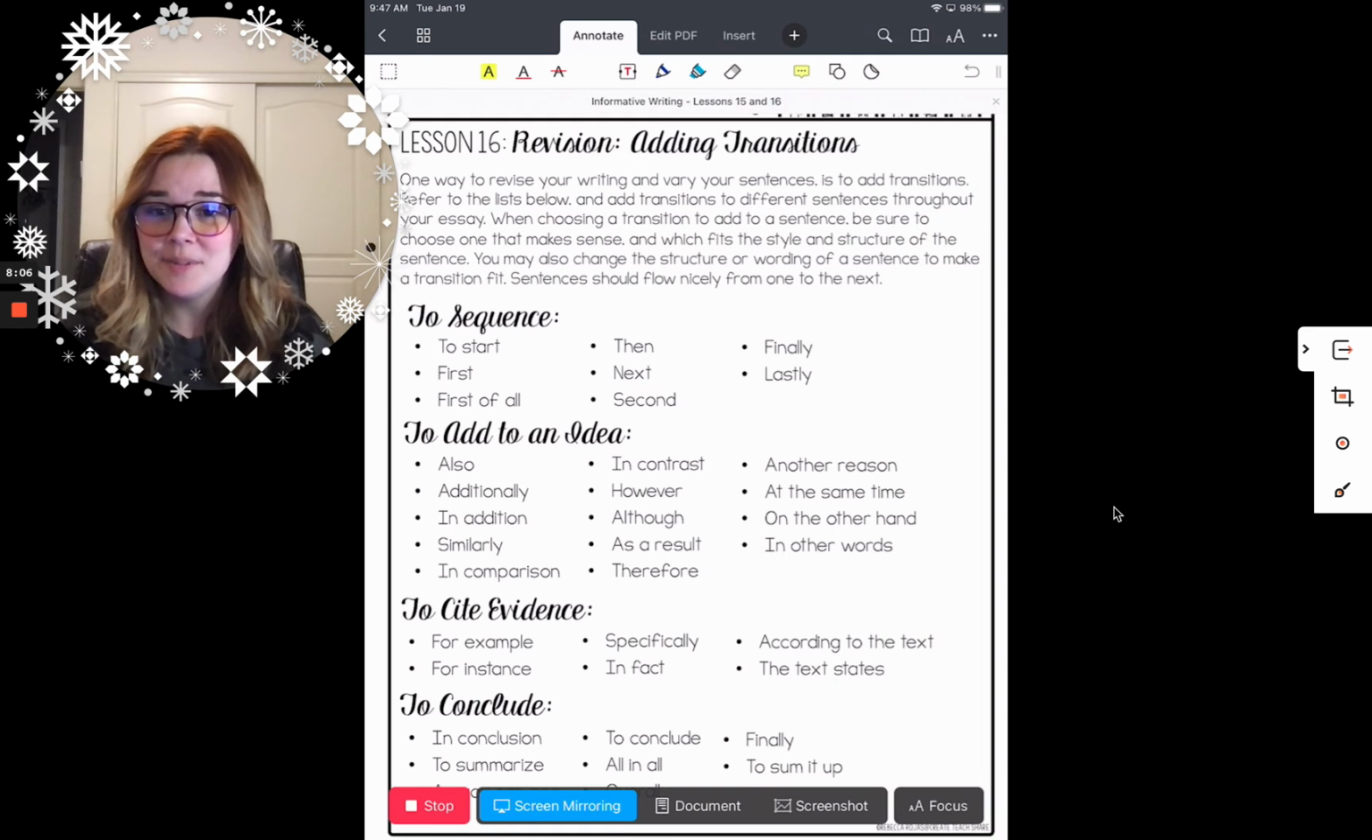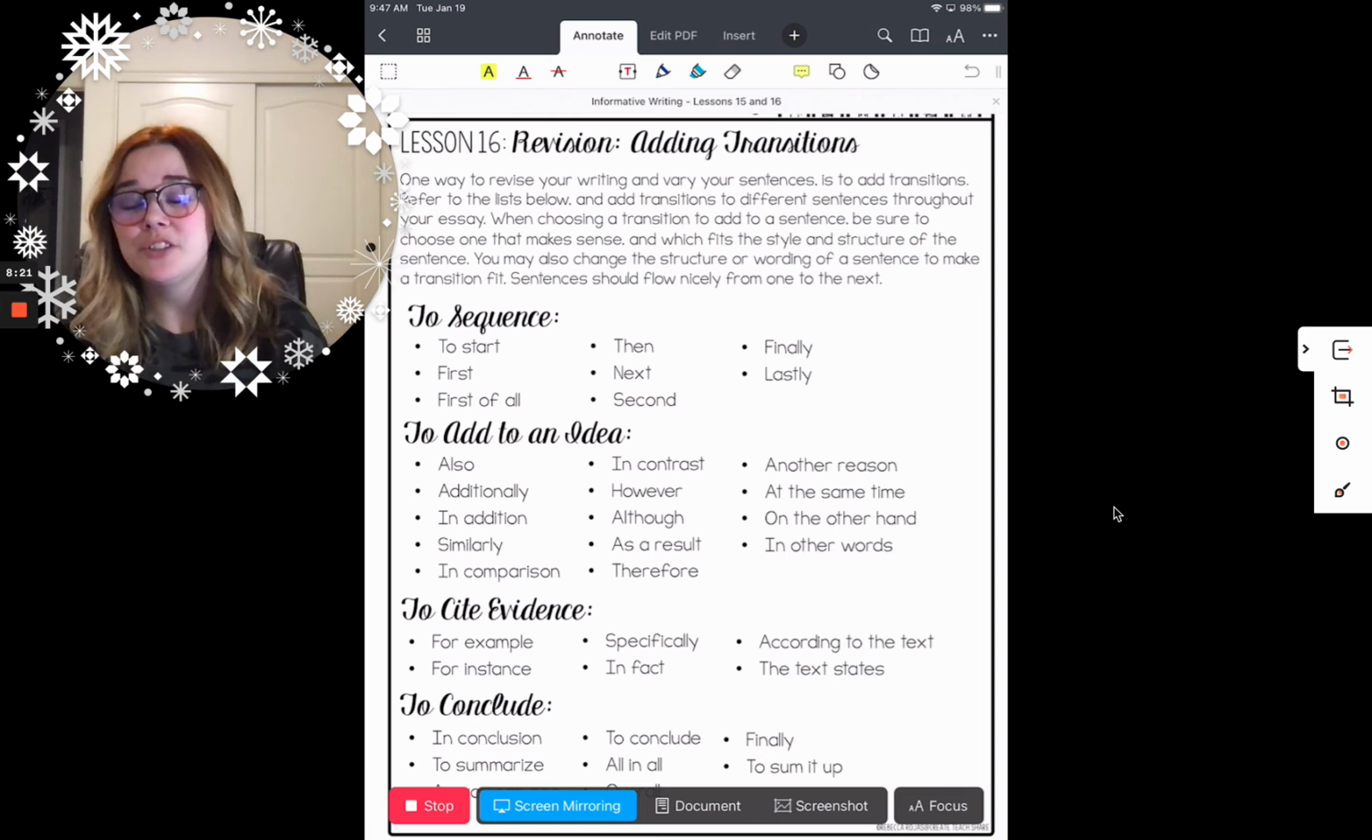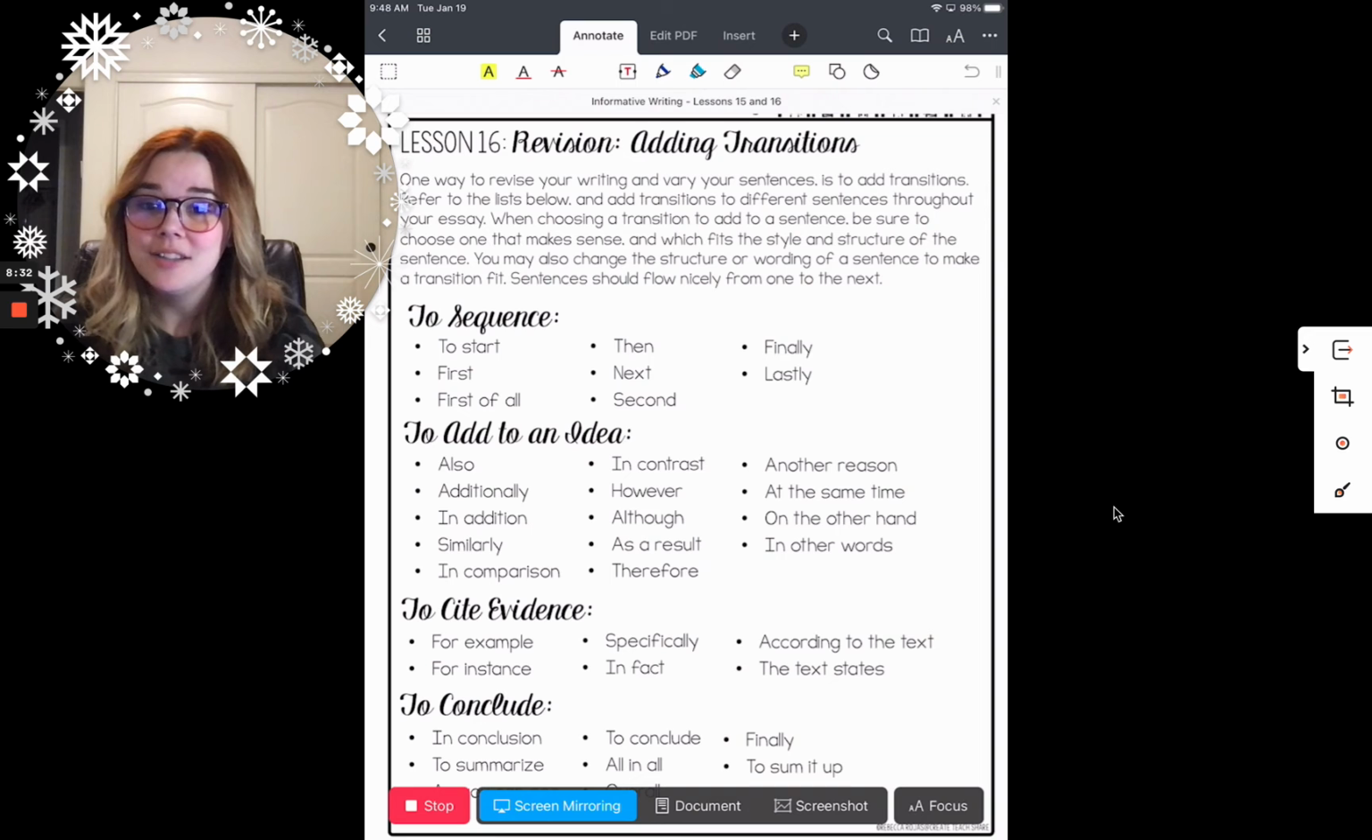You can also have somebody else read it out loud too. But let's take a look at some of these transitions. So some transitions for sequencing. This is usually when we're writing a story, but there are some that we can use in our informative essays too. So things like first of all, ways to start out a paragraph, then next, second, maybe transitioning to another thought, and finally, lastly, would be an ending.